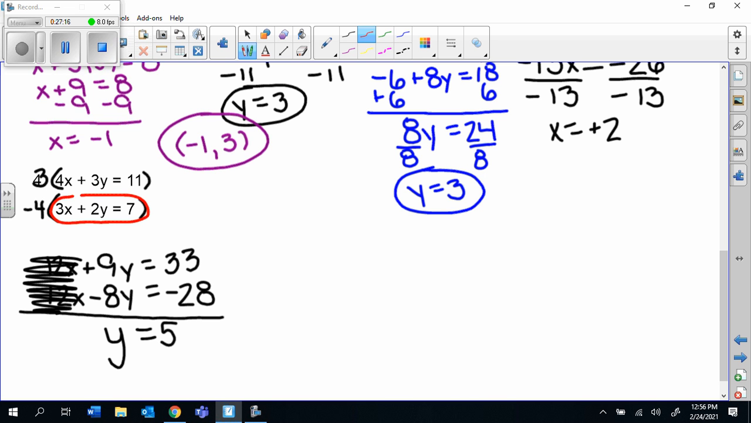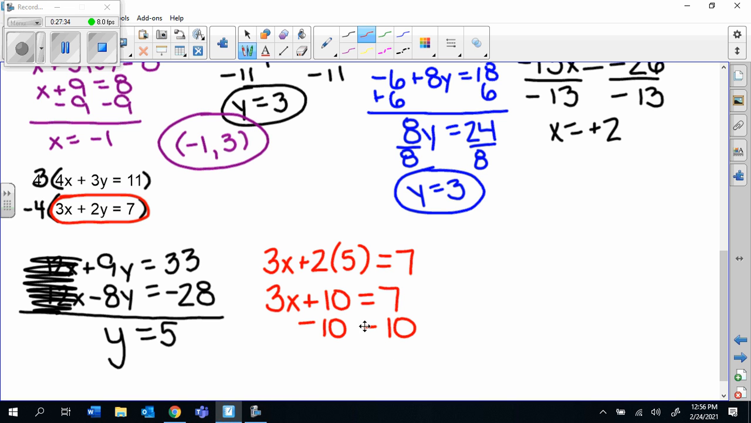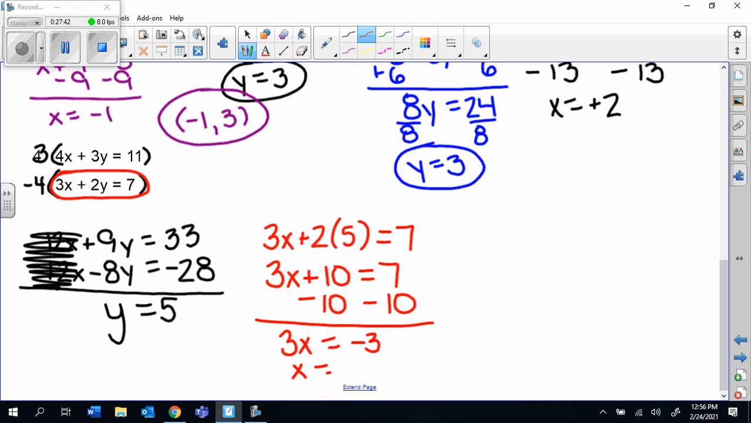I like this one. So 3x plus 2 times 5 is 7. So 3x plus 10 is 7. Take the 10 to the other side. So 3x is minus 3. X equals negative 1. Done. Oh, divide by 3. I just kind of did it. Sorry. Divide by 3, divide by 3.